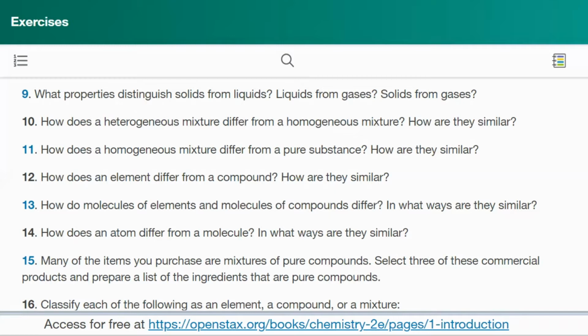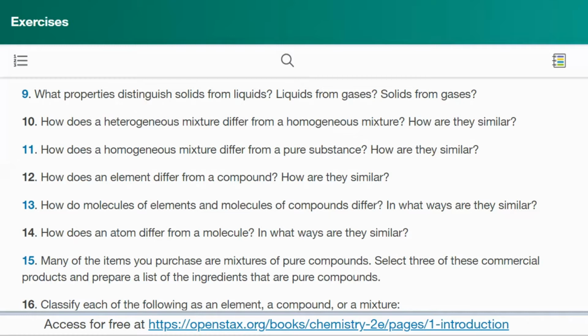The mixture can have a variety of compositions. A pure substance has a definite composition. So that's a better way of phrasing it. A pure substance has a definite composition. Both have the same composition from point to point. I like the wording better. Both have the same composition from point to point.